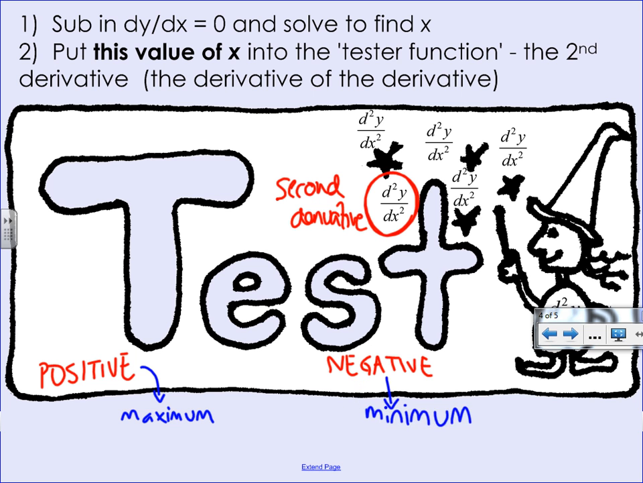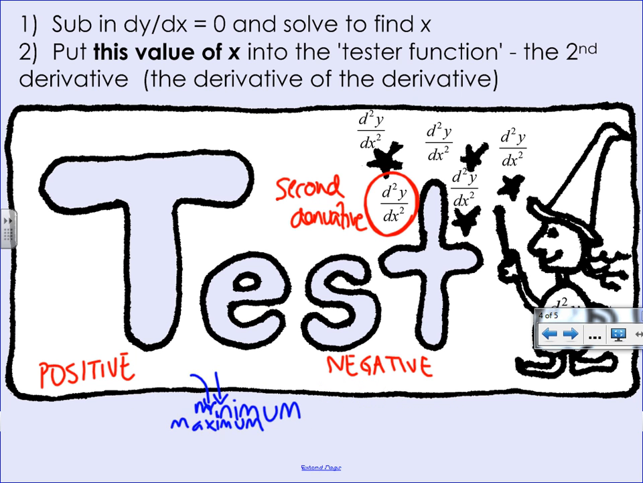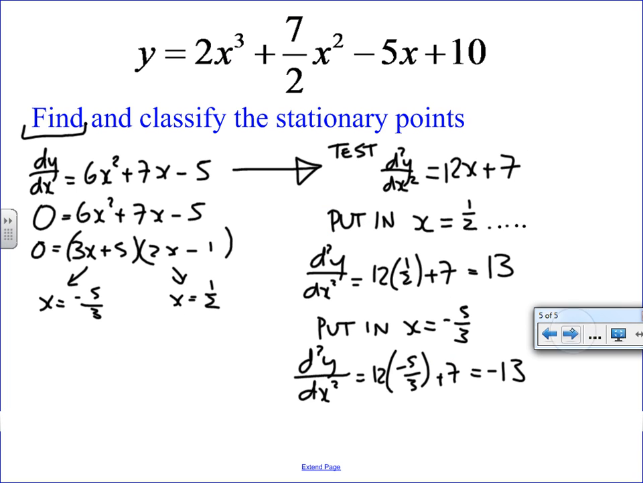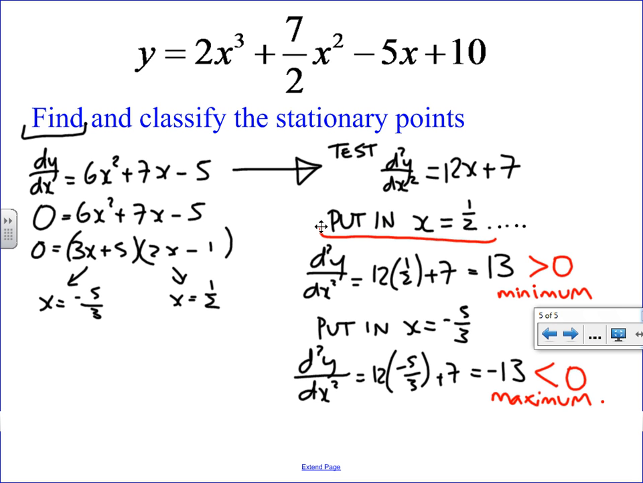But it's not true. It's the opposite of what you think. Okay? It's the opposite of what you think. So a positive number tells you you've got a minimum, a negative number tells you you've got a maximum. So we get that second derivative, we put in our point that we're testing, so we test x is a half, we've got a positive number, so that's a minimum. And it's important to show your method to the examiner by saying bigger than naught. So here, that's less than naught, that's negative, so that must be a maximum point. Make sense?